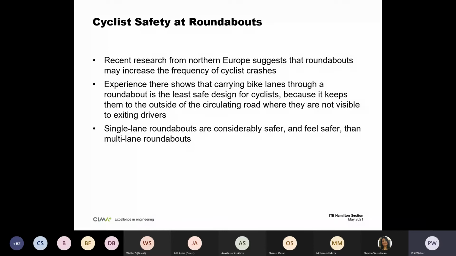But the research, or the experience, has always said that carrying bike lanes through a roundabout is bad. It is the least safe design for cyclists, and that's because it keeps them to the outside of the circulating road, where they are not visible to exiting drivers. And it's always been consistent that single-lane roundabouts are considerably safer and feel safer for cyclists than multi-lane roundabouts. So that part has not changed.